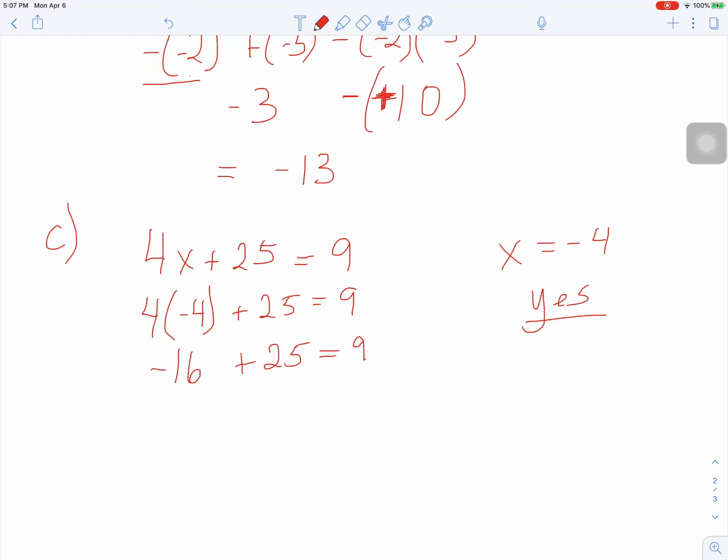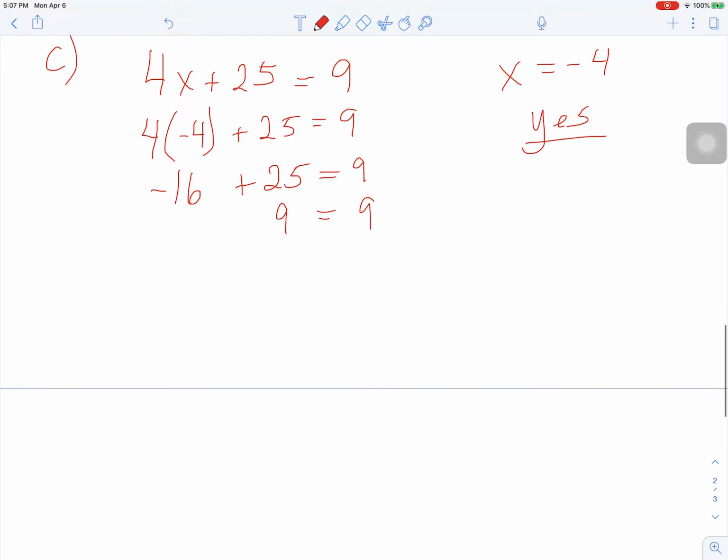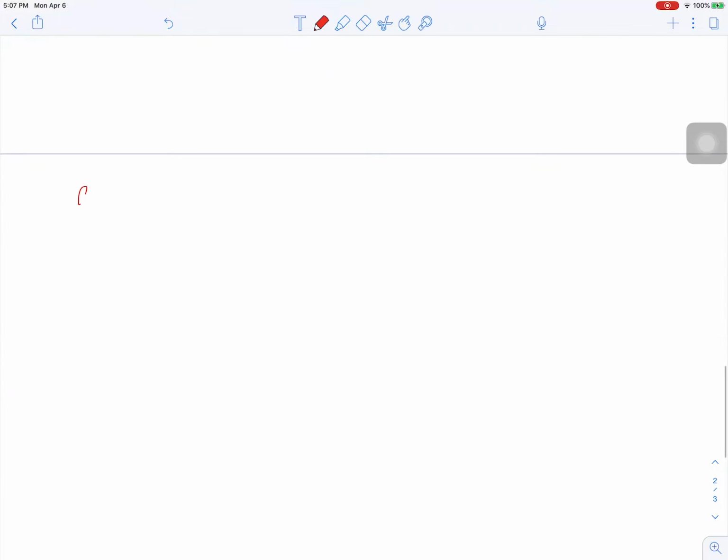All right, let's move on. Because 9, just to finish that off, equals 9. Let's move on to D. D is saying 3x plus 7 equals 8. All right, so it's asking, is x equals -5 a solution?